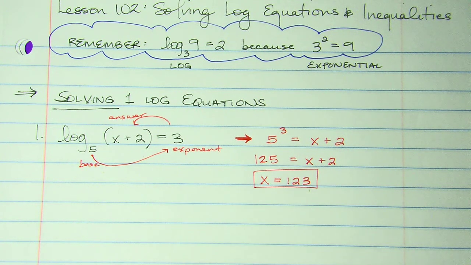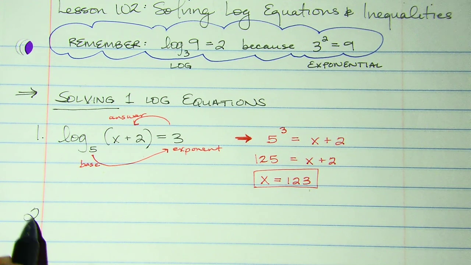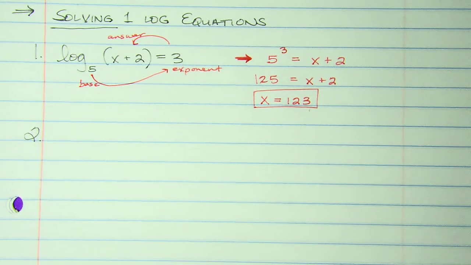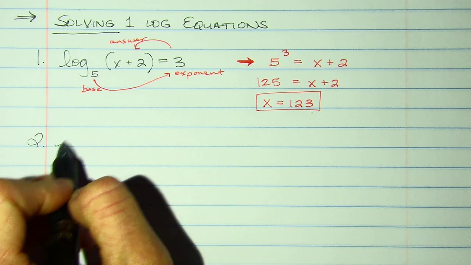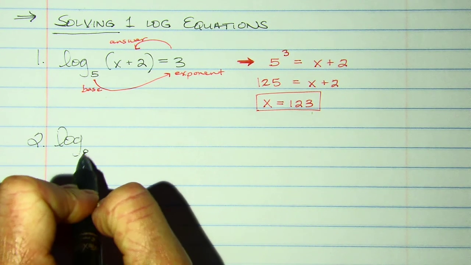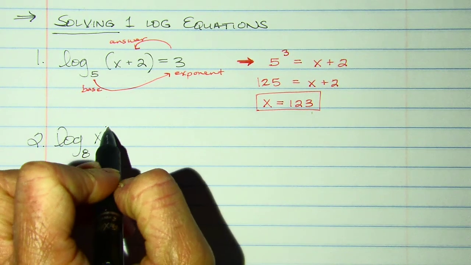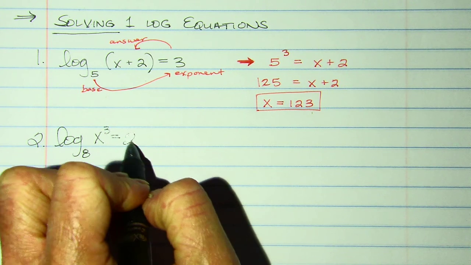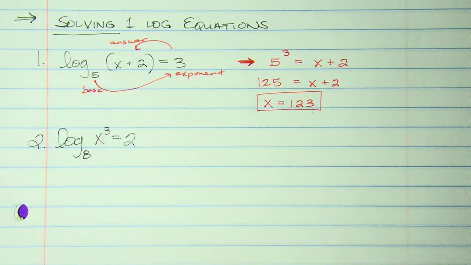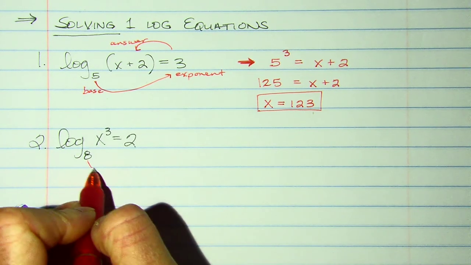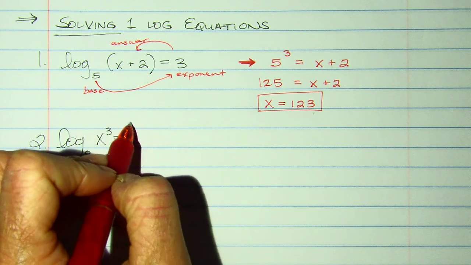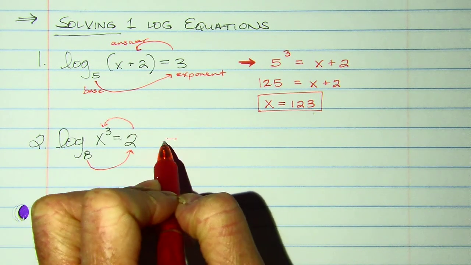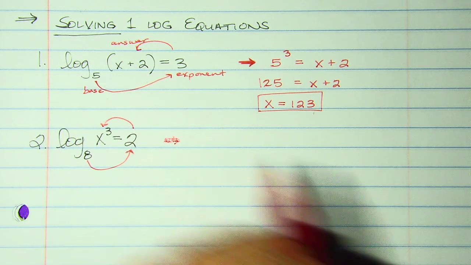Okay, so let's try another one. And again, remember, always feel free to pause the video and try it. I am going to make each of these a little bit harder. So this next one, we're going to solve log base 8 of x cubed equals 2. Remember, when you rewrite this, you're going counterclockwise: base, exponent, answer. If you want, pause the video and try rewriting that.